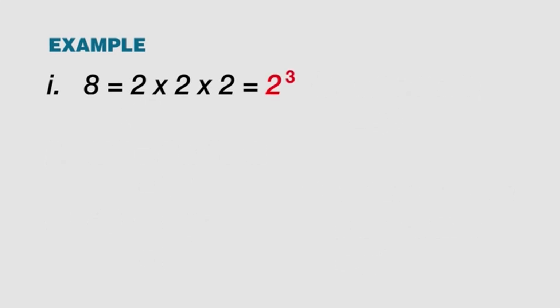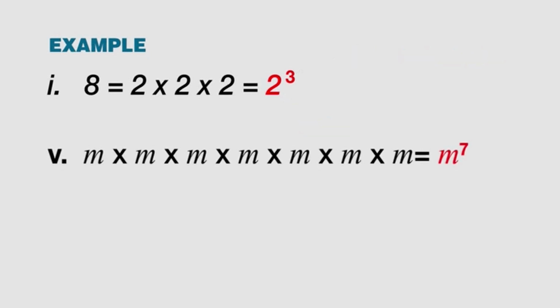Now, in the first example, 2 to the power 3, the 2 is called the base, and the 3 is called an index or an exponent. Again, in the last example, the expression m to the power 7, or m exponent 7, m is called the base, and 7 is called the index or the exponent.